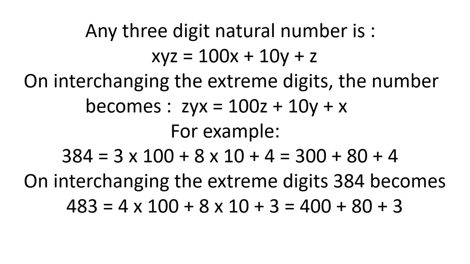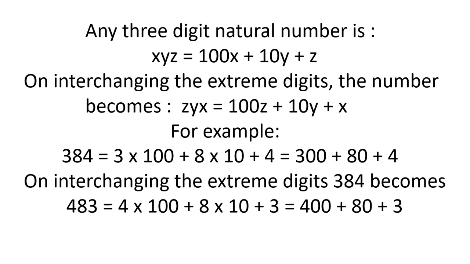Any three-digit natural number is xyz, which can be expanded to 100x plus 10y plus z, because x is at 100's place and y is at 10's place. On interchanging the extreme digits, extreme means first and the last. So x is the first digit, z is the last digit. When you interchange the extreme digits, the number becomes zyx. That means z goes in place of x and x goes in place of z. So zyx can be expanded to 100z plus 10y plus x.